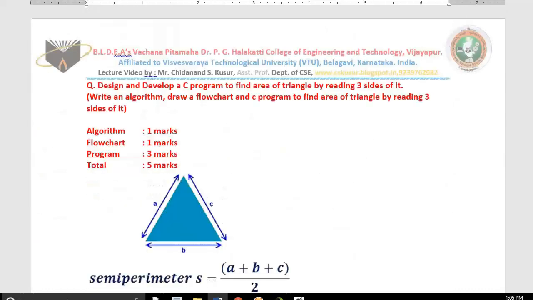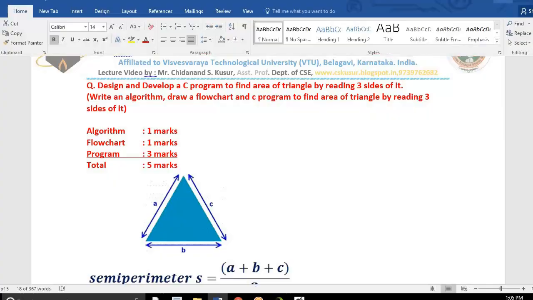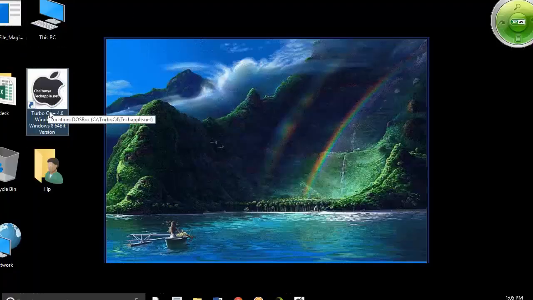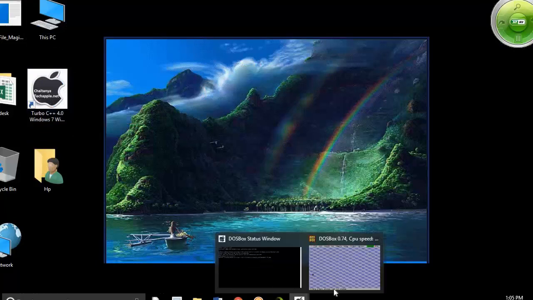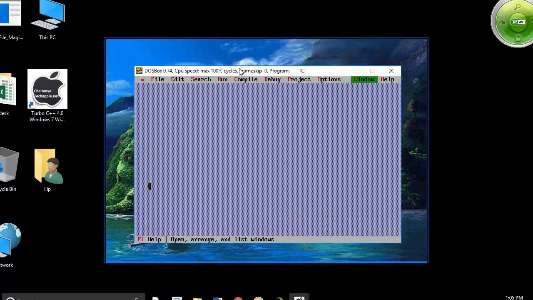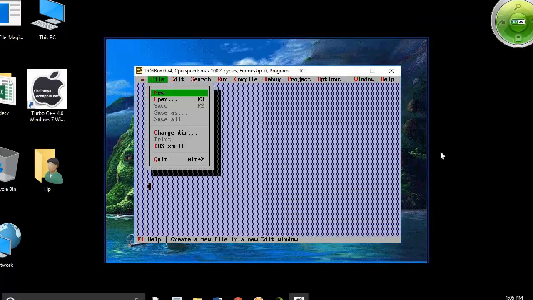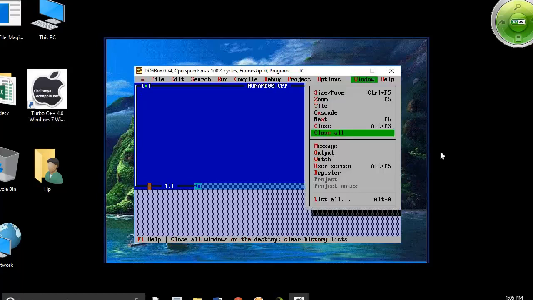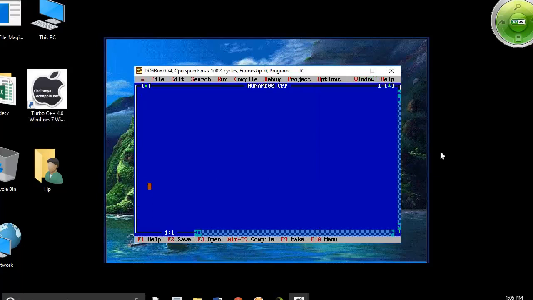Now I will run the program and show you practically. In my laptop I installed Turbo C++. Just double click on this icon. Then Turbo C++ starts. Okay, Turbo C++ started. Now I go to the File menu, Alt F. I go for New. I'm getting the new file. Then how to maximize it? I go to the Window menu, then Zoom. It covers the full area.